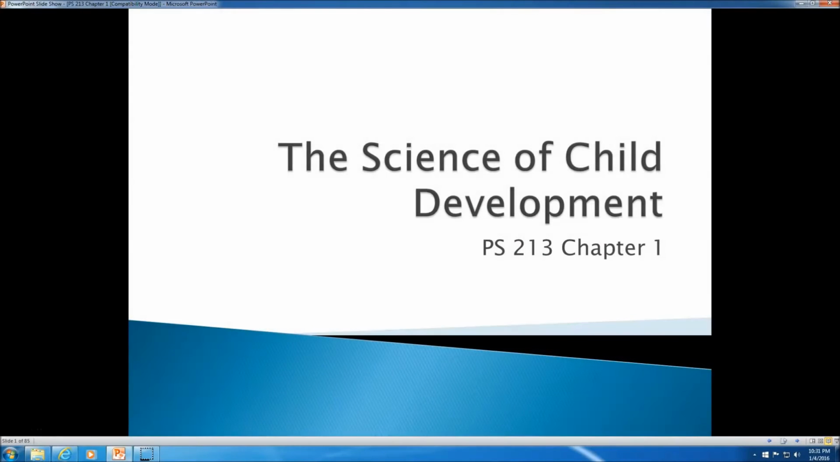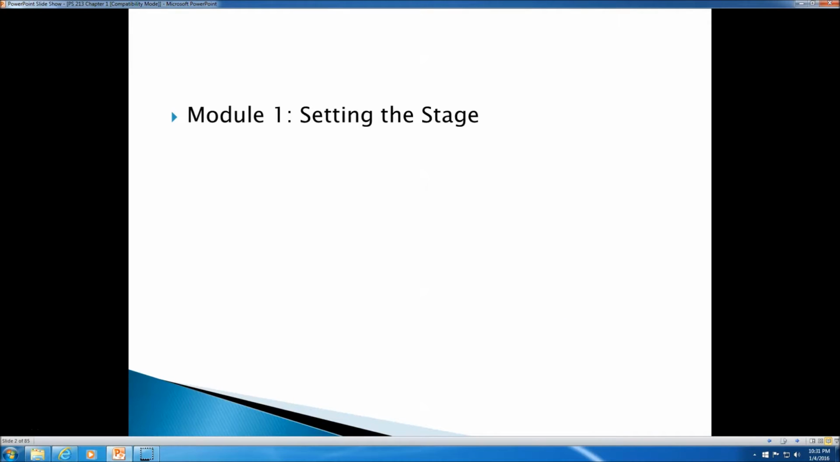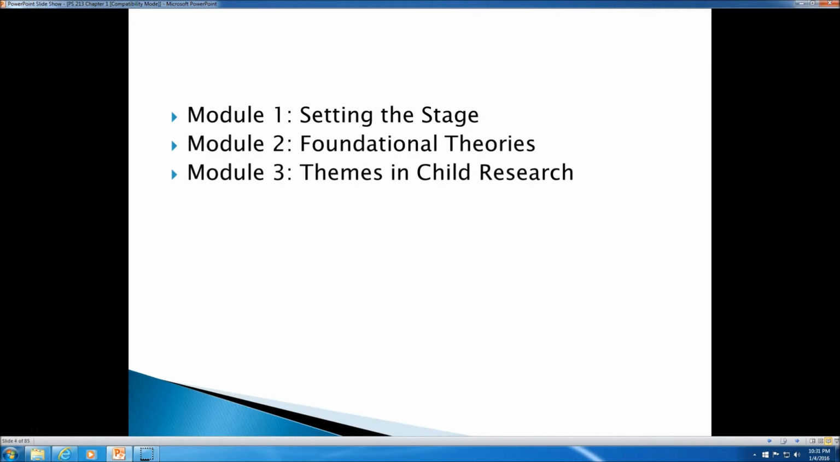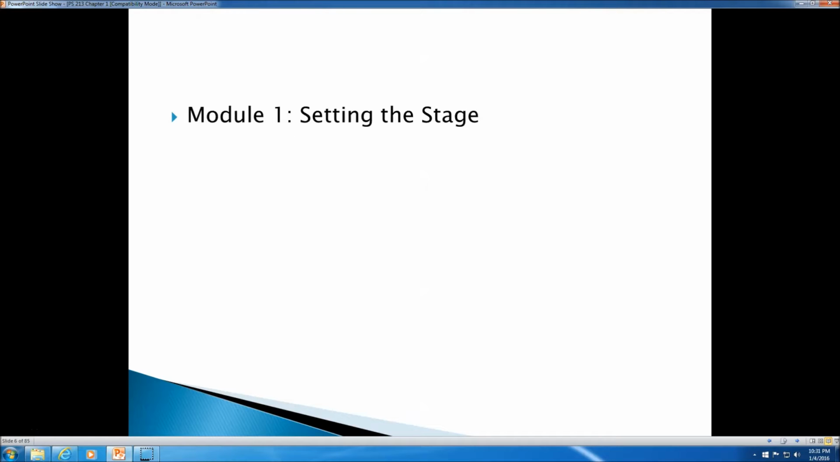Chapter 1 is titled The Science of Child Development, and it consists of 4 modules: Setting the Stage, Foundational Theories, Themes in Child Research, and Doing Child Research. Module 1, Setting the Stage.